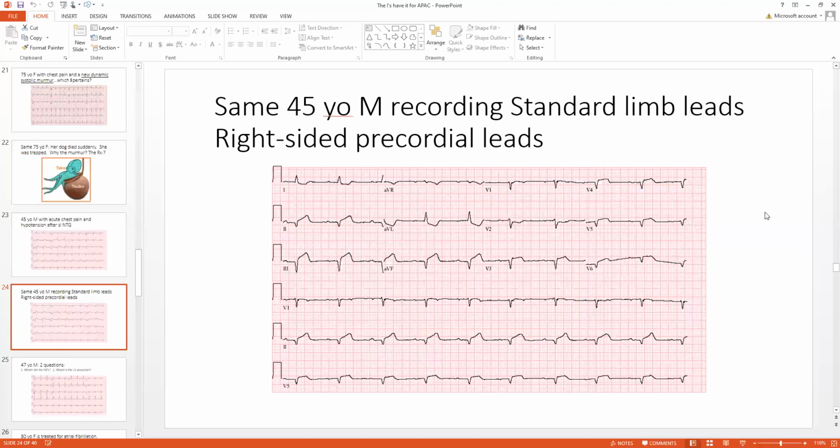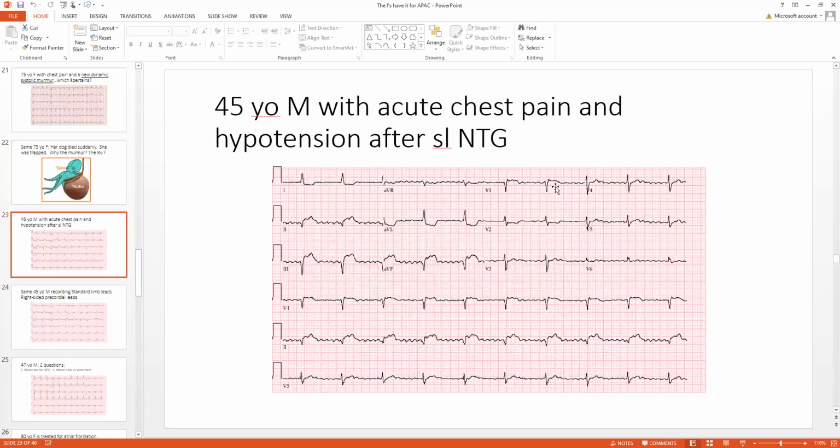Remember, if you see that electrocardiogram, I think it is this one, with left-sided precordial leads in the field or anywhere with ST elevation, you don't want to give sublingual nitroglycerin. This patient should go to the cath lab to see what you could do to open that up.